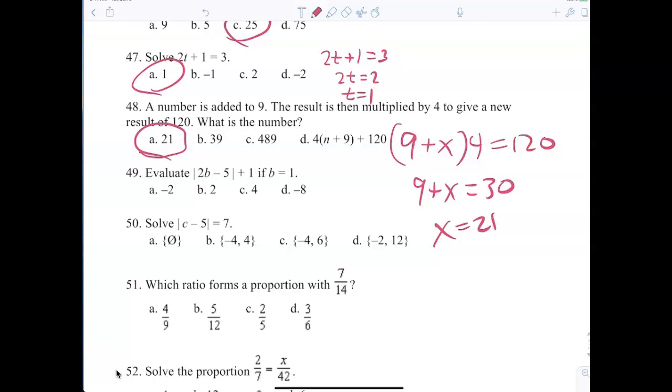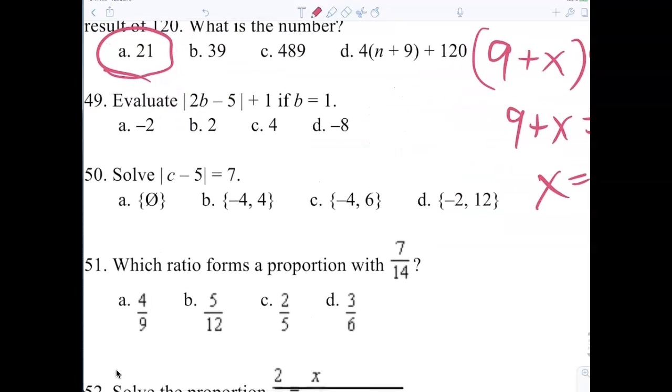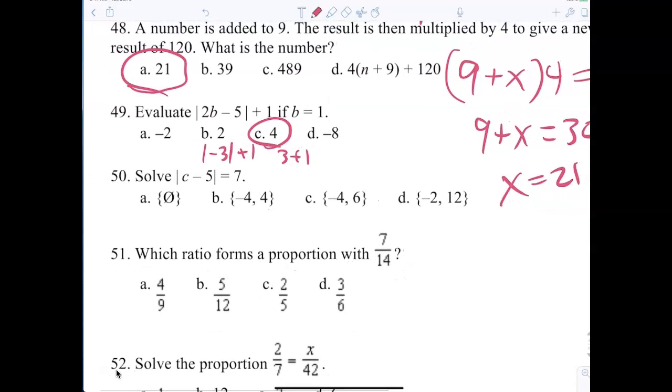Everybody okay with that? All right, absolute values. Here we go. If I plug 1 in, 2 times 1 is 2. 2 minus 5 is, absolute value of -3 is 3 plus 1, 4. Yes? Yeah, of course. You get the same answer.